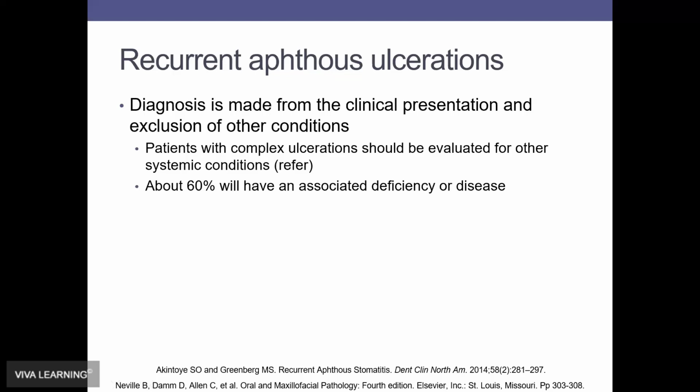So we can diagnose aphthous ulcers based on looking at them and asking the patients a couple of questions. Patients who have complex ulcers, you know, they're older, they're getting major ulcers, they're never going away, should be evaluated for systemic conditions. I say refer here because that's really beyond the scope of this lecture, because about 60% will have an associated deficiency or disease. In my practice, I rule out not just Crohn or Behçet, but also MAGIC syndrome, PFAPA syndrome, Sweet syndrome. There are all sorts of things that can cause aphthous-appearing lesions in the oral cavity.